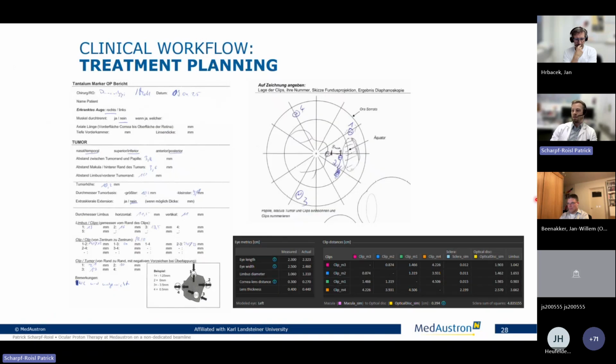Here we can see also the verification of the clip metrics. That means the clip to clip distances, clip to limbus distances. We can check and verify the clip to sclera distances, whether our model is reasonably placed, all towards the surgery report.